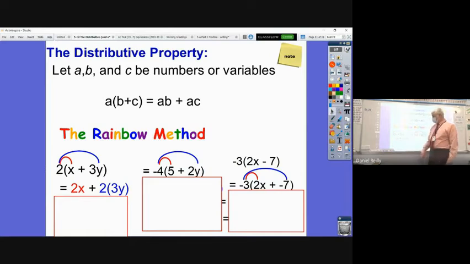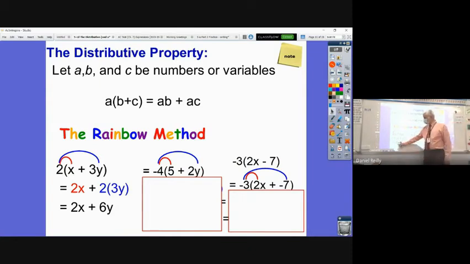Okay. So the rainbow tells you the multiplications. You can write them out separately like this. This is an optional step eventually, right? You can just do these multiplications in your head and write the answer. 2 times 3y is 6y. Multiplying the coefficient by that number in the front. Okay? So this is the answer. This is the simplified expression.